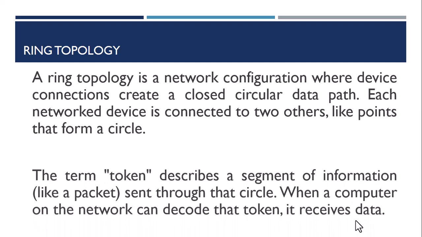Think of it like a circular track where data travels in one direction, passing through each device. The term token describes a segment of information like a packet sent through that circle. When a computer on the network can decode that token, it receives the data.